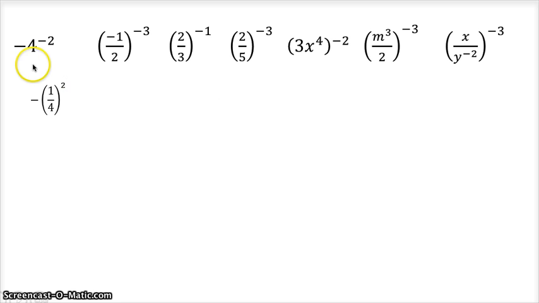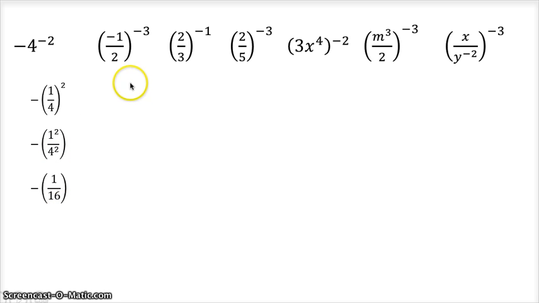Alright, so now we can see negative 4 to the negative 2. Your base is only the 4. So the base of 4 flips to 1 over 4. So 1/4 squared will be 1 squared over 4 squared, so we get a negative 1/16.